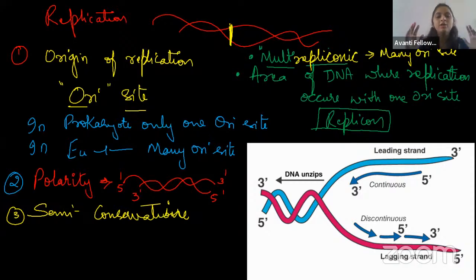Yes. But what happened in the replication? The same thing, guys. We have one parental DNA. We just want to make a copy of that. Why do we require a copy of that? To give it to the daughter DNA, to give it to the daughter cells, right? Yes. So how is the replication going to take place?